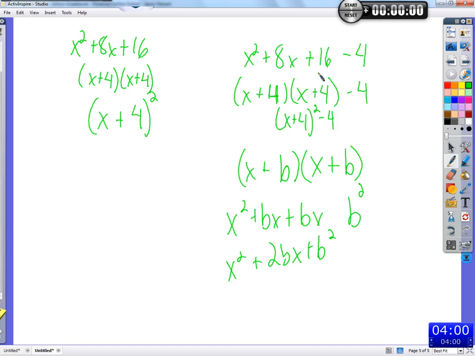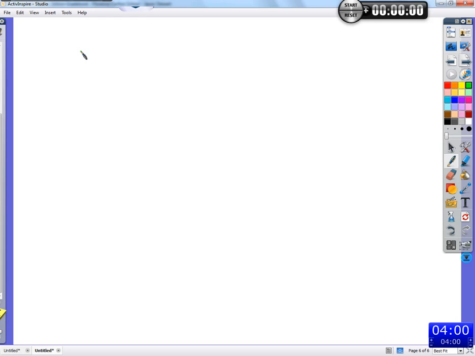So let's practice that. Let's practice finding what that number needs to be. We'll just leave it blank. Figure out what that number would have to be. Okay, so let's start with some easy ones. X squared plus 16x plus what? Right? Find out what that is. Okay, and I'm curious to see what's your process. Like, how do you come up with that number without me telling you?